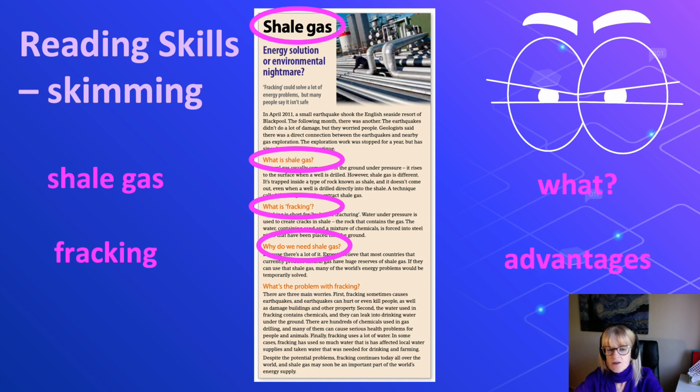Then we move on to the advantages of shale gas. So what's good about it? Why do we need it? And then what are the problems with fracking? I don't know what the problems with fracking are, but if I read that information, I would. So I've skimmed over that reading, and now I know that reading is about shale gas, the problems with it, and the difficulties with fracking.